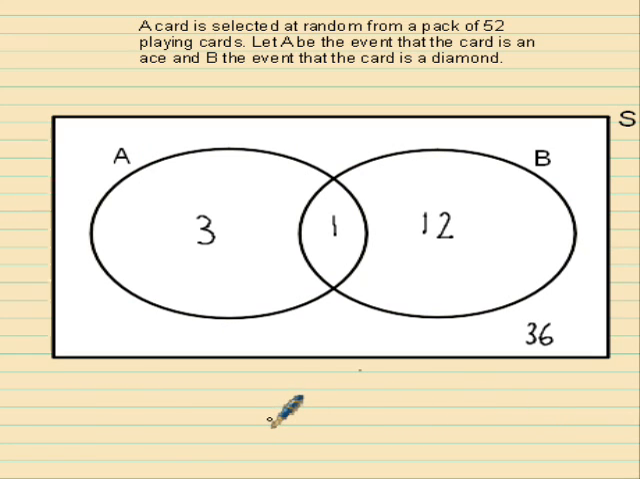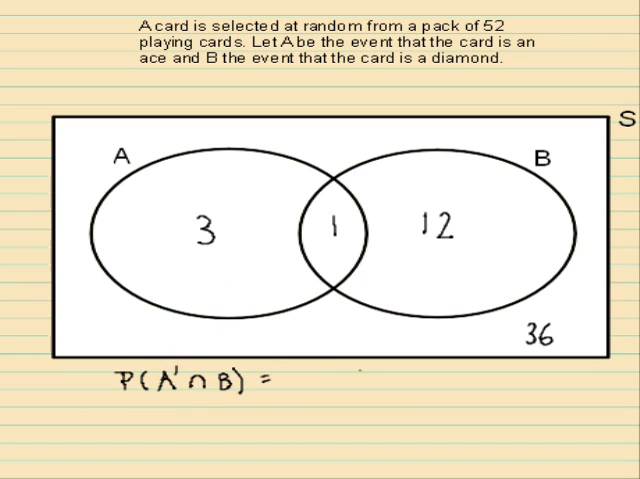The last one we're going to look at is the probability that is not A and is B. So it does take a little bit of thinking about sometimes, but we're saying that the probability that it is not an ace but is a diamond. So not an ace and is a diamond. So I'm going to basically show what area on the Venn diagram this represents.